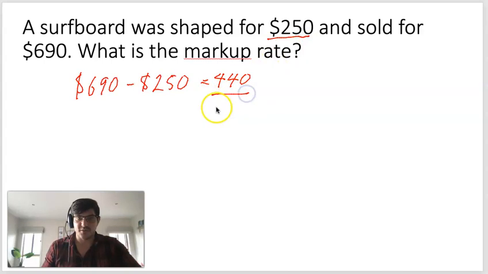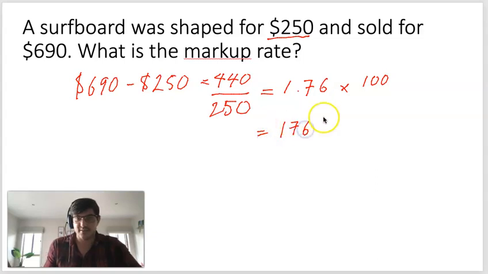So we're going to divide 440 by 250. And we end up with a decimal of 1.76. Now this is still decimal format. We need to make this a percentage. So to make it a percentage, we're going to times by 100, and we end up with a percentage of 176%.